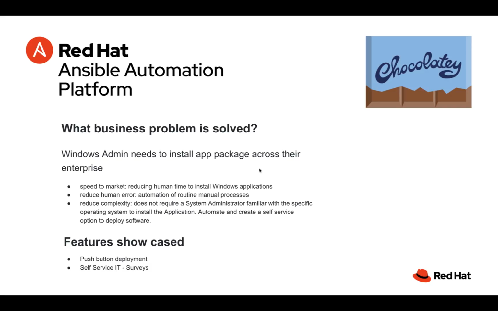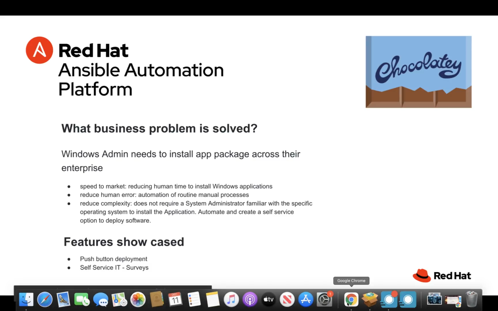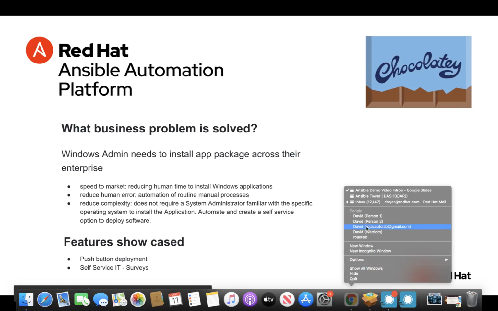It reduces complexity as you don't really need to know how to install each individual application. Chocolatey takes care of that for you, and Ansible helps automate that to make it quick, easy, and convenient. Throughout this demo, we're going to showcase a few features within Ansible Automation Platform, push button deployments, and of course our self-service IT surveys, which are always a big hit. So with that, let's get over to our Ansible Tower.